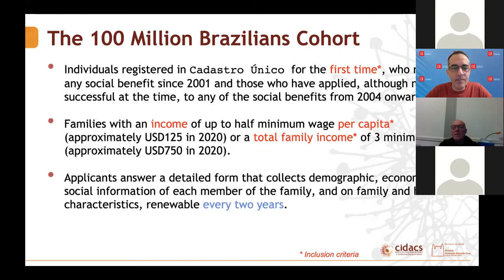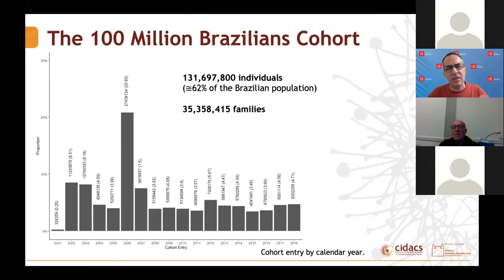And this information is renewed every 2 years, which means we have this registry running every 2 years, and we are able to identify people who are entering the cohort and who are leaving the cohort. And there are some people who, after some time, enter the cohort again. So we have this type of holding process in which individuals enter and leave the cohort every 2 years, okay? This is just to give you an idea of the distribution by year of entry.